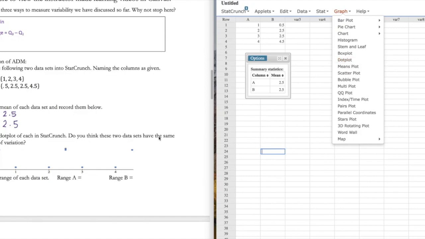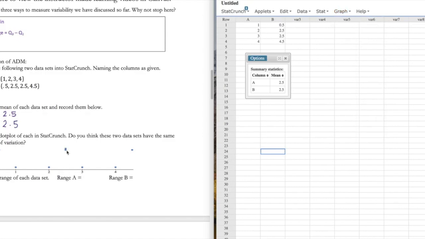And our question here is, do you think these two data sets have the same amount of variation? So we saw that they both have the same measure of center at 2.5 right here. And then as we take a look at that data spread around center, do you think they should have the same amount of variation, or should it be different? And I don't want you to think about which one would be larger and which one would be smaller, because that's maybe a little beyond. But for right now, do you think they should be the same, or do you think they should be different?